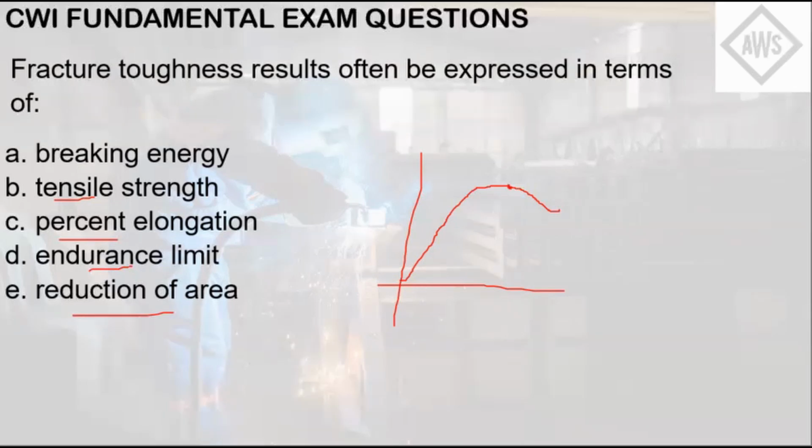So the answer here is letter A, breaking energy. This measures the fracture toughness of a material. It can be measured by a bunch of testing procedures like Charpy notch and Izod, among those testing procedures.